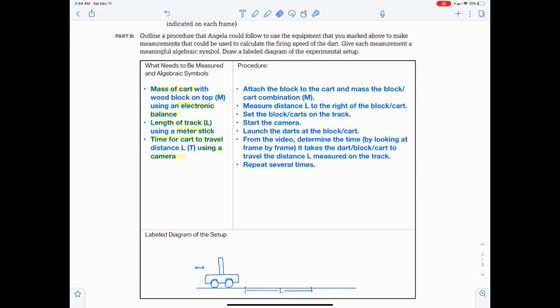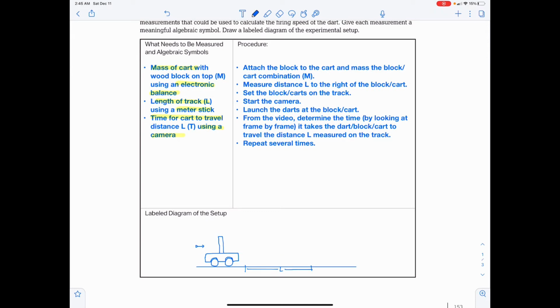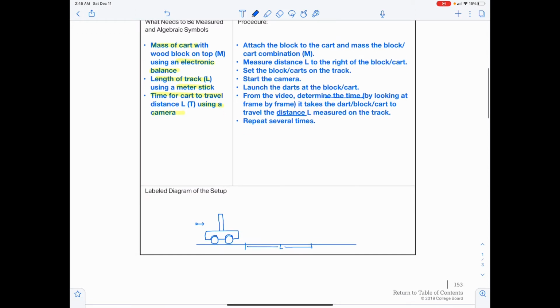Attach the block to the cart, take the mass of the block-cart combination and record it as big M. Measure the distance L to the right of the block-cart. Set the block-cart on the track. Start the camera. Launch the dart at the block-cart. From the video, determine the time and the distance that it moved. And of course, repeat several times to reduce error.